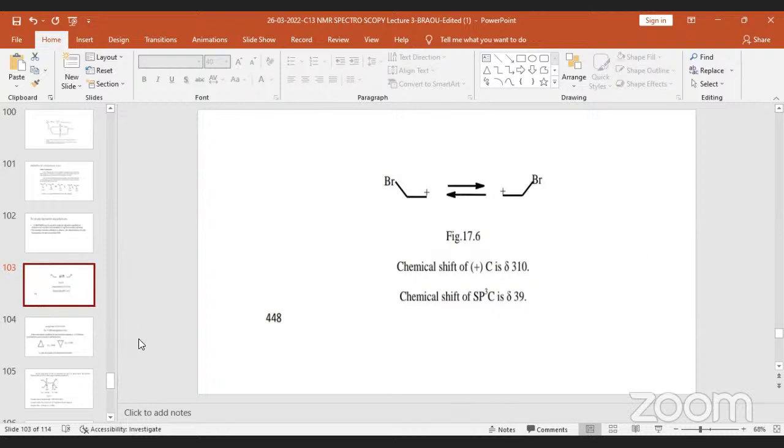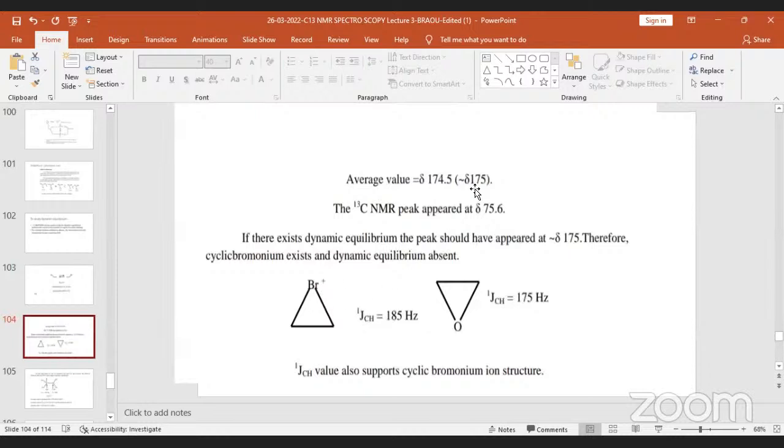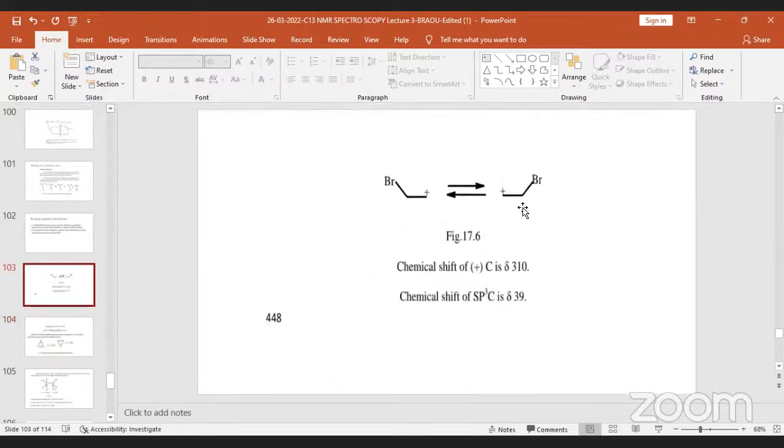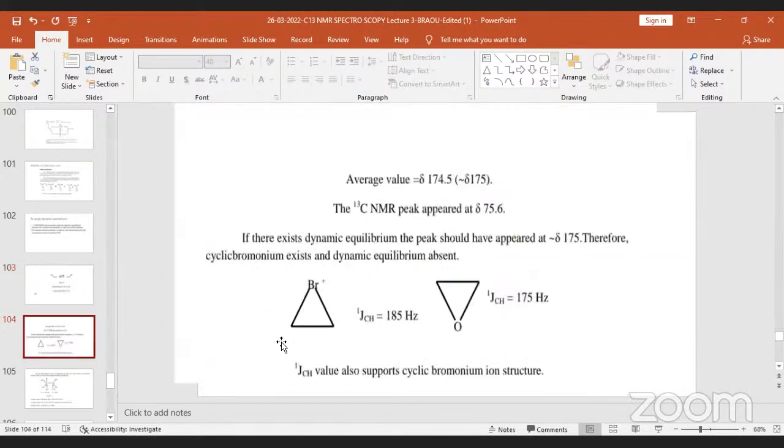So the cyclic bromonium ion structure is confirmed by the chemical shift value. Chemical shift of carbon in normal carbocation: if it is a normal carbocation, it is 310, and sp3 carbon is 39. But in bromination, the observed value is 174.5. So that shows it is not in dynamic equilibrium like this. It is in the form of a cyclic bromonium ion.